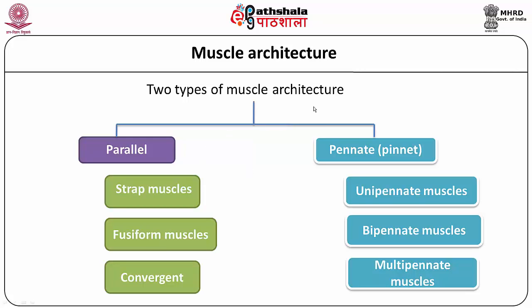There are two types of muscle architecture. One is parallel type, another is pennate type. Sometimes pennate is uttered as pinnate. In parallel type, there are subclasses like strap muscles, fusiform muscles, and convergent muscles. In pinnate type of arrangement, there is unipinnate, multipinnate, and bipinnate.